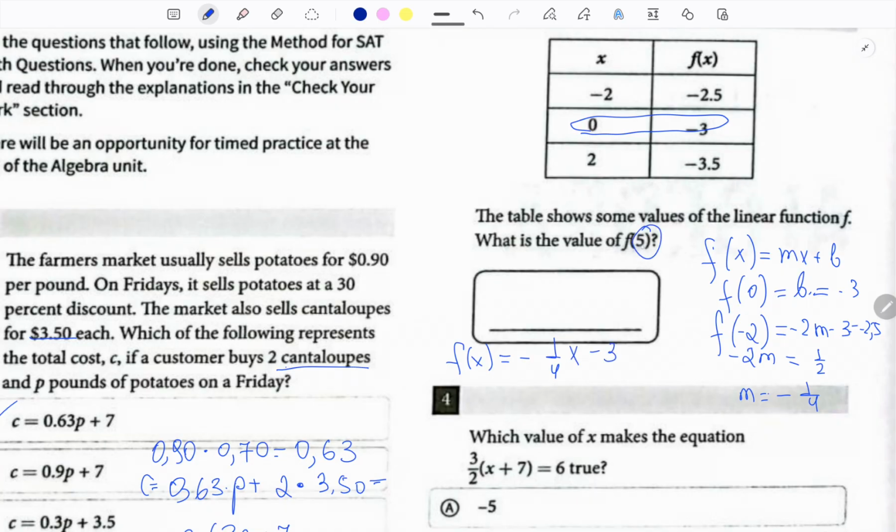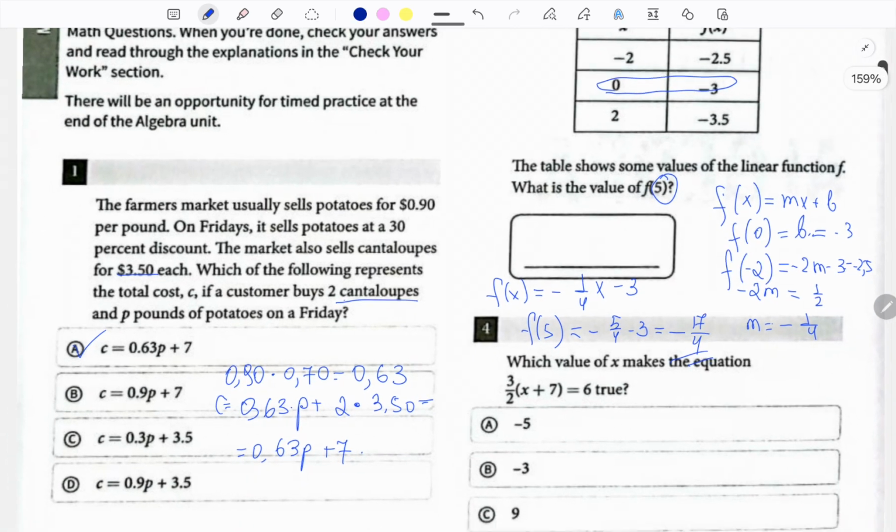And to find the value of f of 5, let's substitute x by 5. Then we get that f of 5 is equivalent to negative 5 over 4 minus 3. That's equivalent to negative 17 over 4. This is our answer.